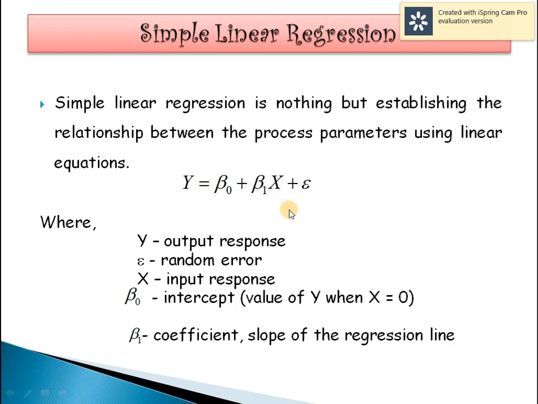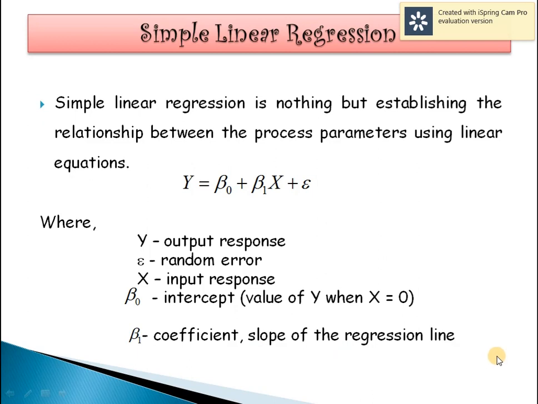In this case, beta naught is the value of the intercept. That is, when x is equal to 0, the value obtained on the y-axis is termed beta naught. Beta 1 is the coefficient value of the considered input process parameter. It can be quantified with the aid of the slope of the generated regression line.